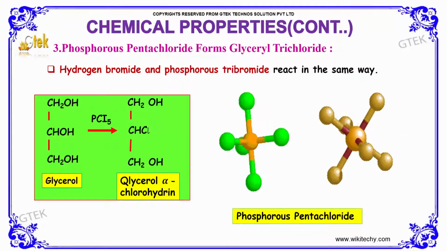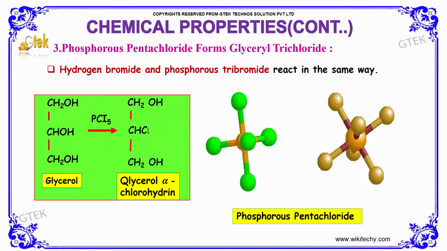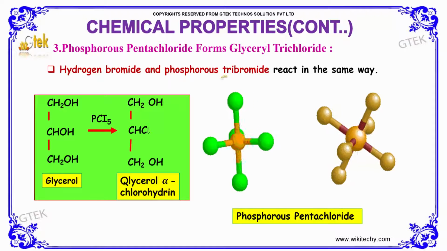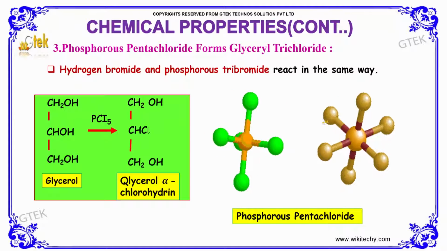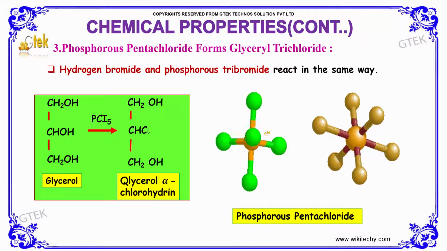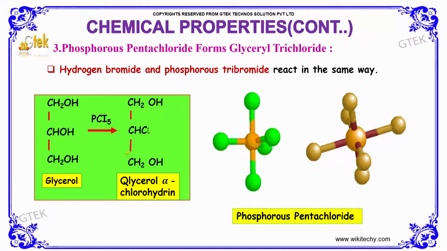Third is about phosphorus pentachloride, which forms glycerol trichloride. Hydrogen bromide and phosphorus tribromide react in the same way. Both react with PCl5 to form glycerol alpha chlorohydrin.